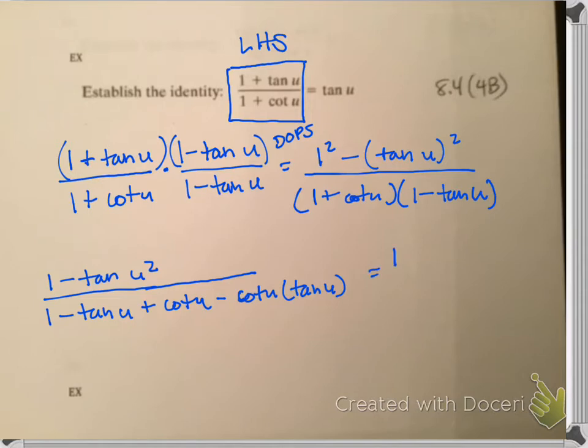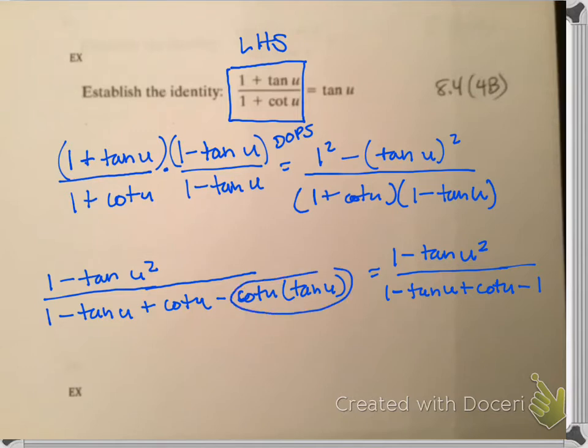So now I have 1 minus tangent squared u over 1 minus tangent u plus cotangent u minus 1, because when I multiply these together I get 1. So the 1's cancel each other. So now I have 1 minus tangent squared u over negative tangent u plus cotangent u.